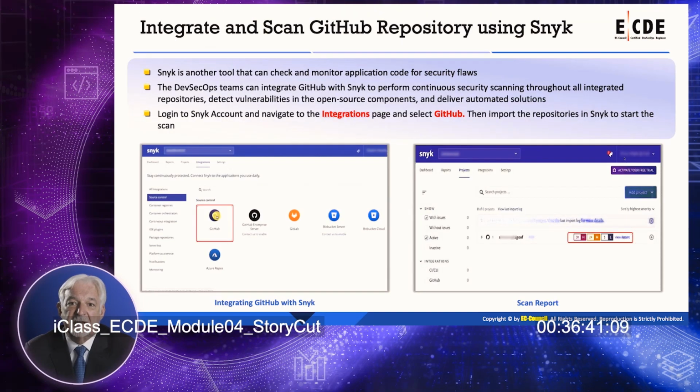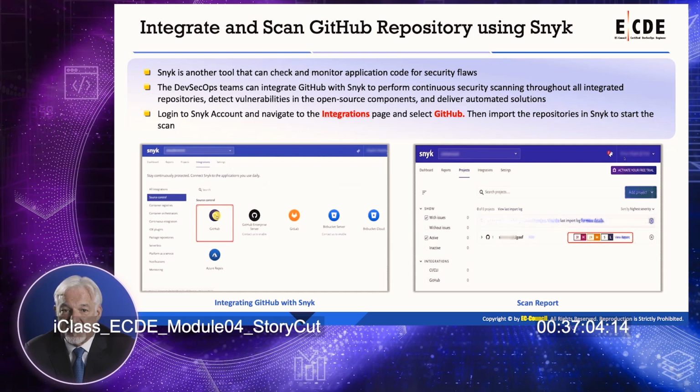You can also scan the GitHub repository using SNCC. SNCC is another tool that can check and monitor application code for security flaws. The DevSecOps team can integrate GitHub with SNCC to perform continuous security scanning throughout all integrated repositories, detect vulnerabilities in the open source components, and deliver automated solutions.